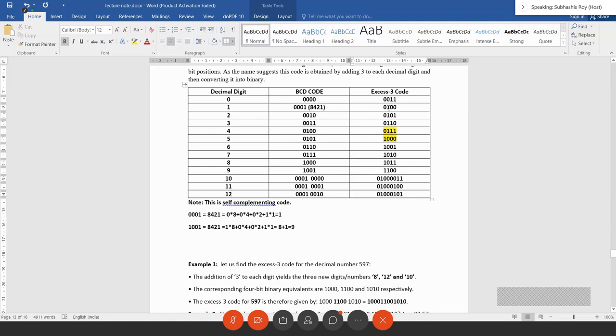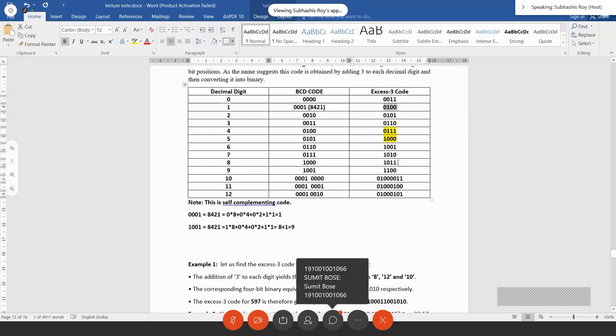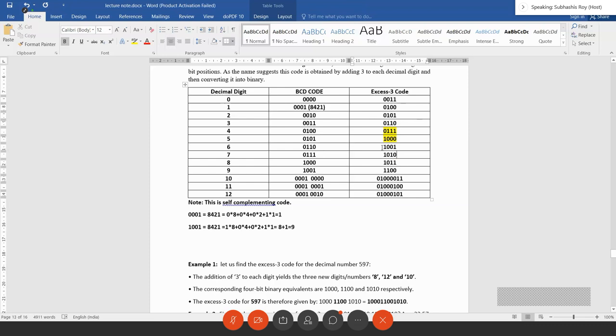So 8421, so you are getting actually 4 here, right? But with 4 you are actually representing 1, not 4. So that means the weight method is not valid for this XS3 code. You can check for each and any of the digits. Suppose 1010, so 1010 means 8 plus 2, 10, so actually you are representing 7. So the weight method is not valid for XS3 code.